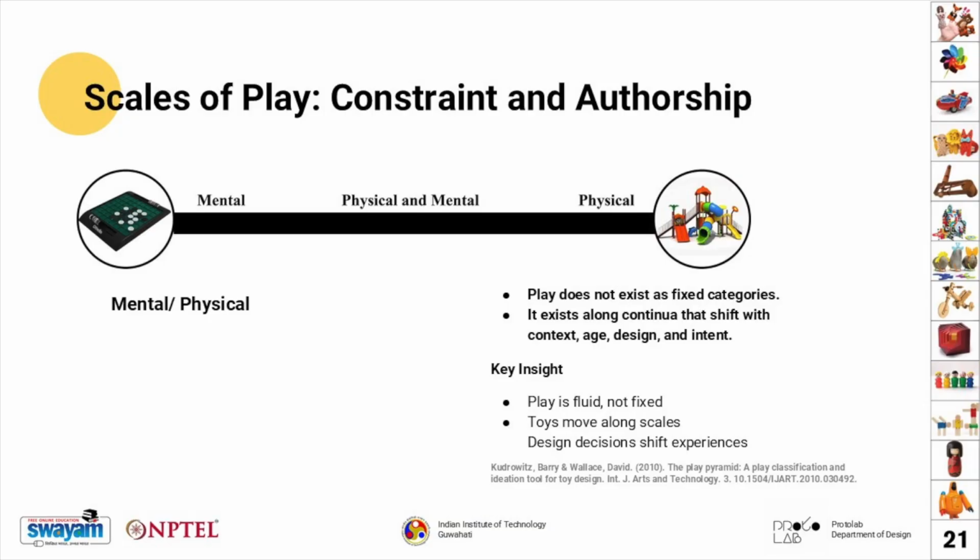The engagement scale looks at where the main effort lies. Some play is primarily mental, such as puzzles, logic games, strategy-based play. Some play is primarily physical, like climbing, running, balancing, and many experiences combine both.